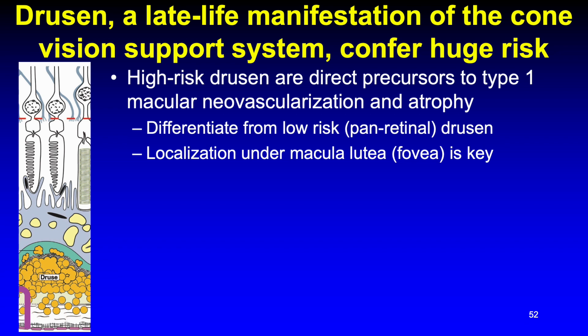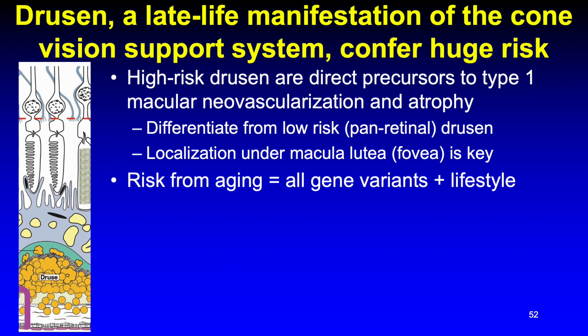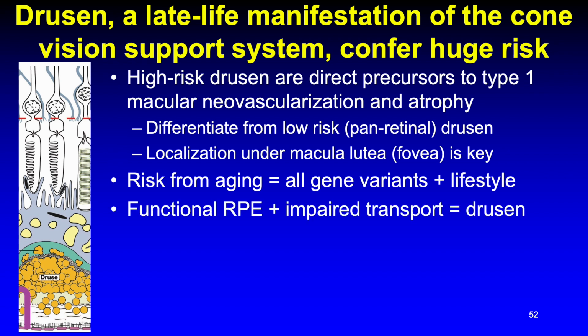So I hope that I have convinced you that drusen are a late life manifestation of the cone vision support system that confer a huge risk for progression. High-risk drusen are direct precursors to type 1 macular neovascularization and atrophy. They can be differentiated from low-risk or panretinal drusen, and the localization under the macula lutea, or the fovea, is key. The risk from aging in the form of drusen is equal to the risk conferred by all the variants of known genetic associations, plus lifestyle together.